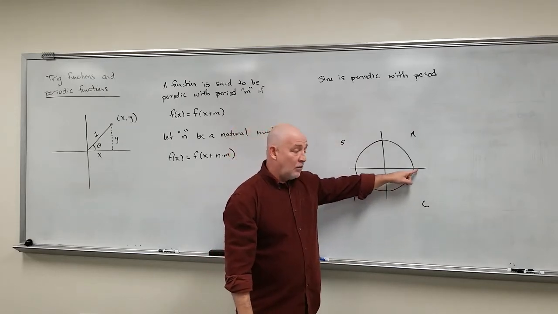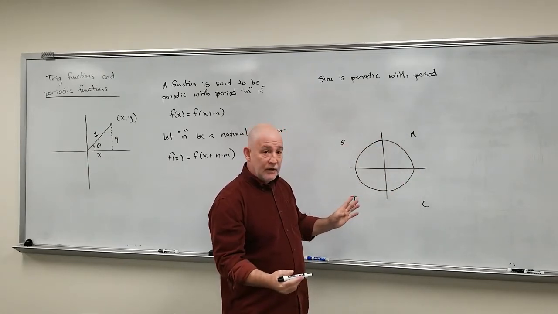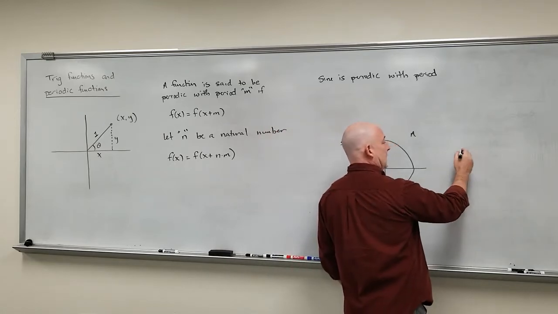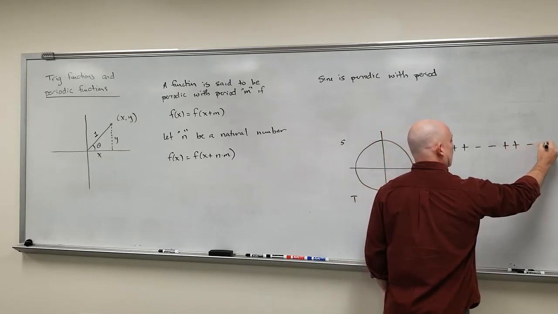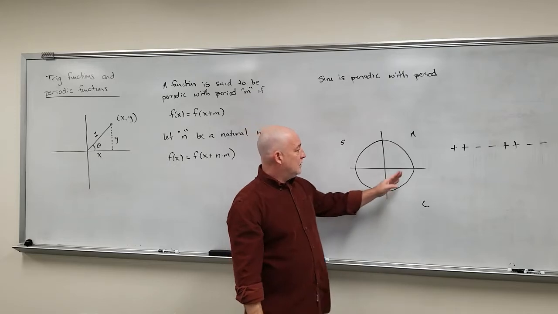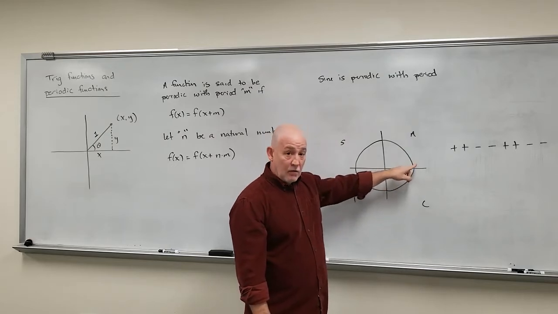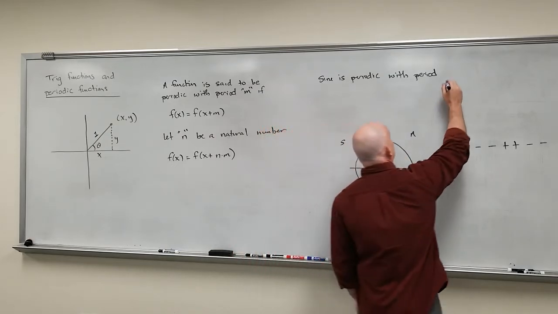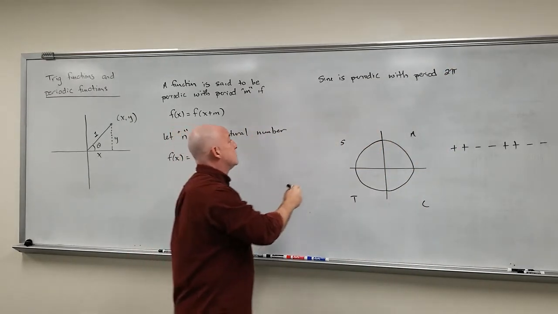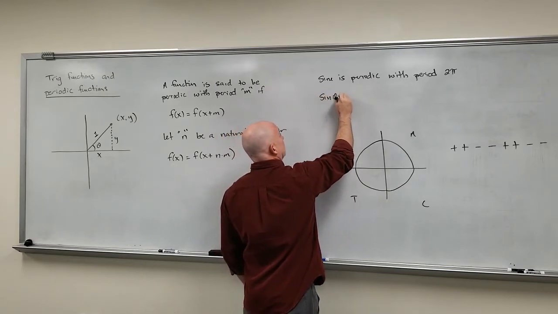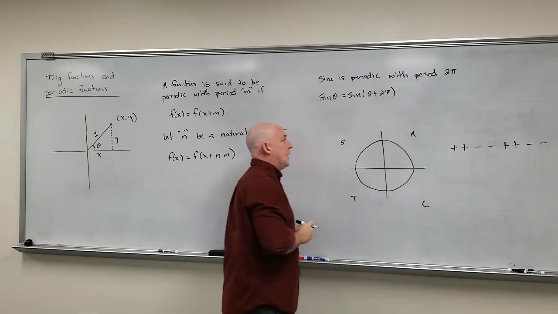However, if you notice, once we make it all the way around, we actually start repeating the exact same pattern. Another way to think about it is our answers would be positive, positive, then negative, negative, then it repeats itself, positive, positive, negative, negative, and so on. So when does this positive, positive, negative, negative repeat itself? Well, it repeats itself every time we make it all the way around, which means this thing has a period of 360 degrees or 2 pi, which means the sine of an angle would give you the same answer as the sine of that angle plus 2 pi.